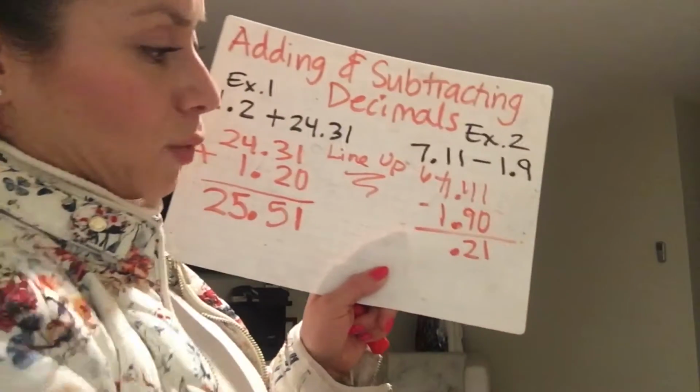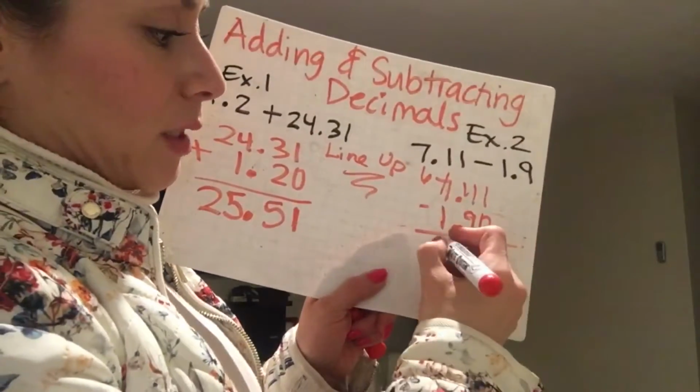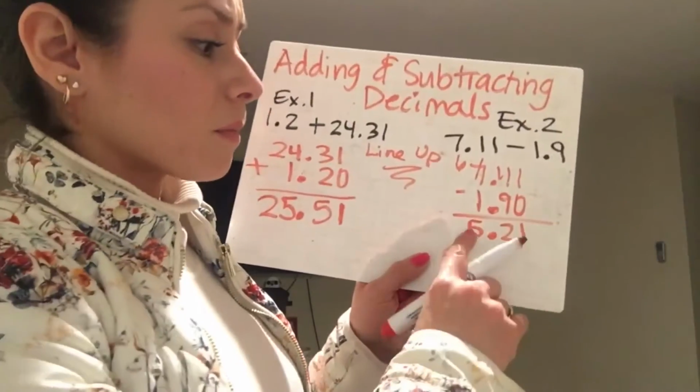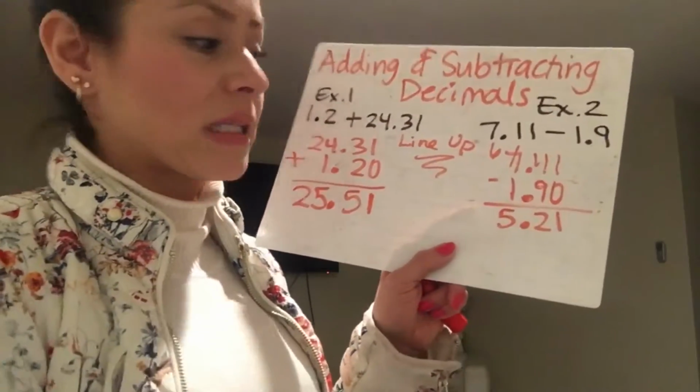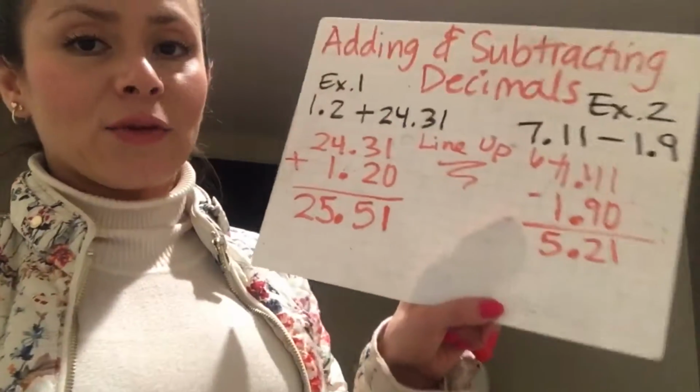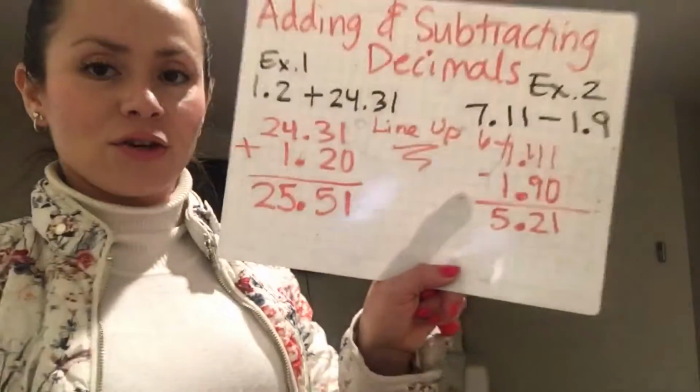Line up your decimals, which means it goes there. 6 minus 1, 5. Our answer is 5.21, 5 and 21 hundredths, however you want to see it. And those are your answers.